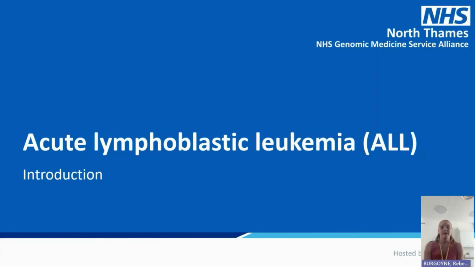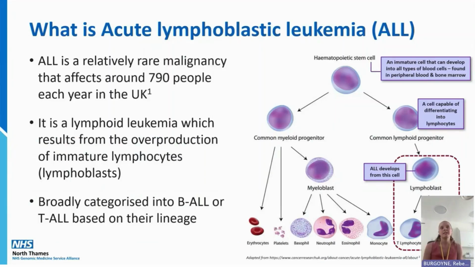So firstly, what is ALL? It's a relatively rare malignancy and it affects about 790 people each year in the UK, according to Cancer Research UK. It's a lymphoid leukemia and it essentially results from the overproduction of immature lymphocytes, which are called lymphoblasts. And it can be broadly categorised into two types, B-ALL or T-ALL, based on the lineage of the cells involved. If I bring you over to the diagram on the right-hand side, we start off at the top with the hematopoietic stem cell, and this is essentially an immature cell that can develop into all types of blood cells.